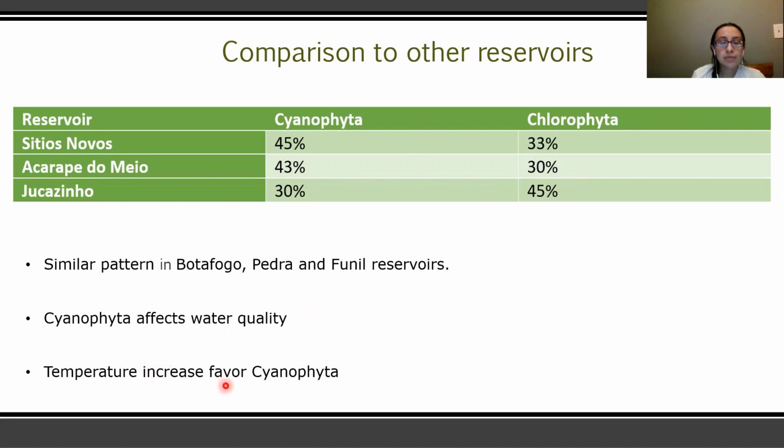And so this can also be explained by a temperature increase in the Sierra state, which actually helps cyanophyta thrive. There had been a 2.6 degrees Celsius increase in the temperature during the last 55 years until 2017 in the Sierra state. So the scientists thought that because of this increase in temperature, there was a higher percentage of cyanophyta in Sitios Novos and Acarape do Mio.